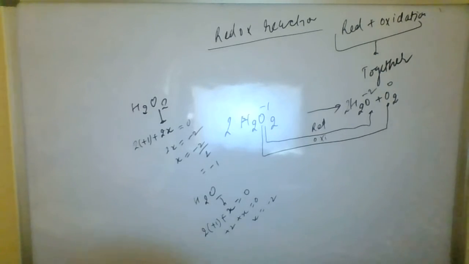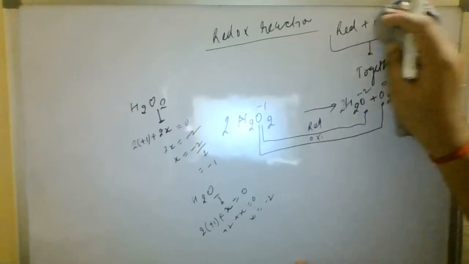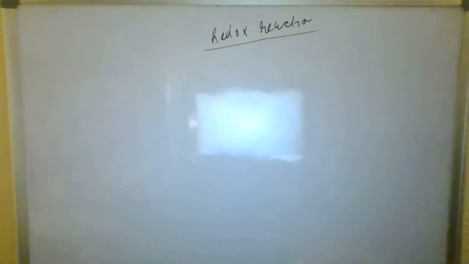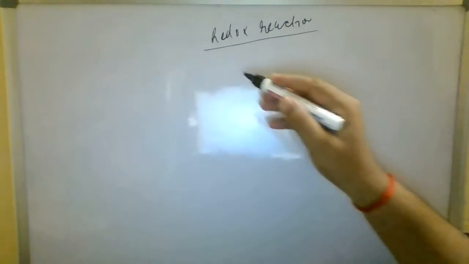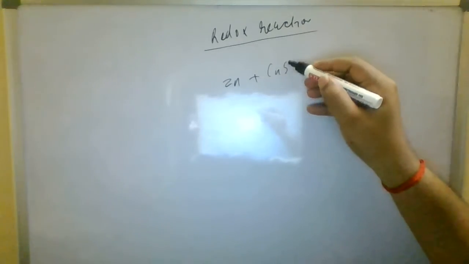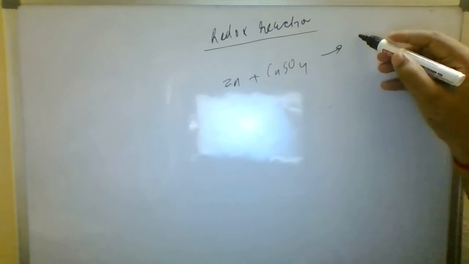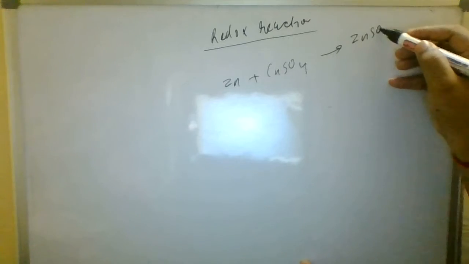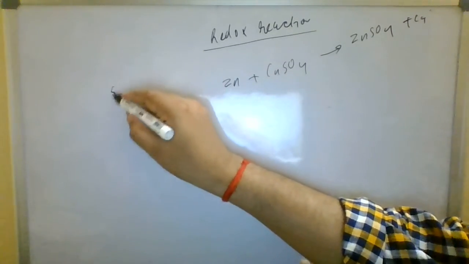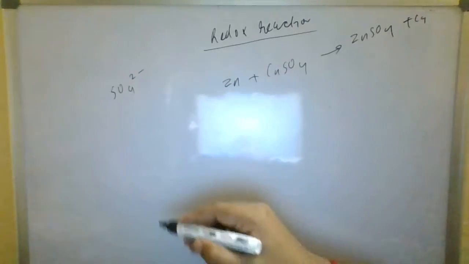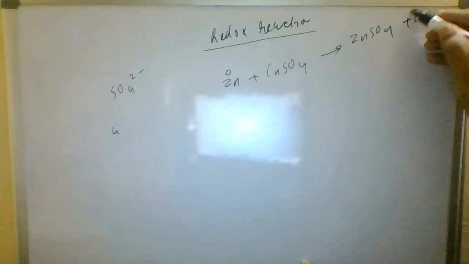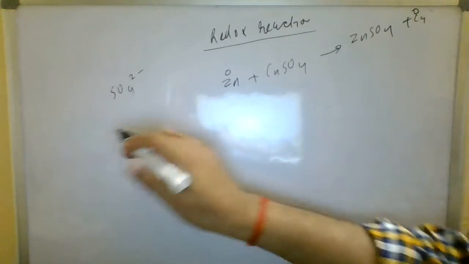Now let us understand the redox reaction with the help of another example. Suppose I have zinc and CuSO4. This gives ZnSO4 plus Cu. SO4 has a two negative charge, and Cu in the neutral state has a zero oxidation state, simple.